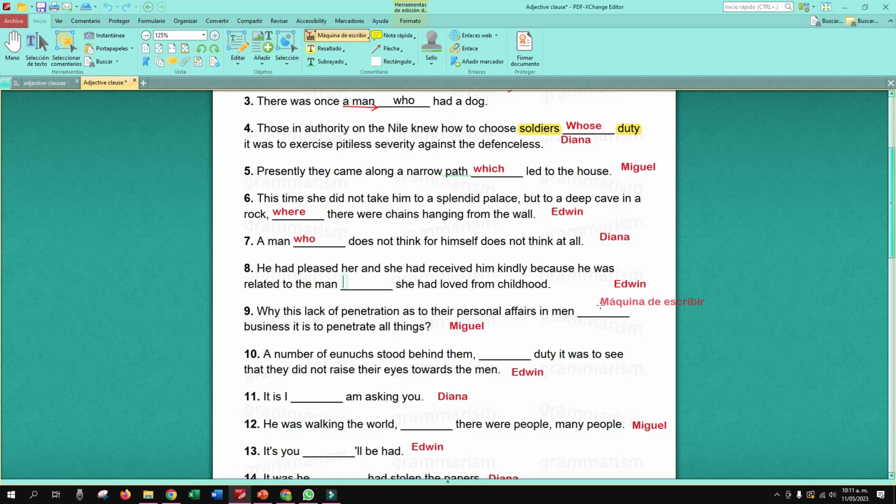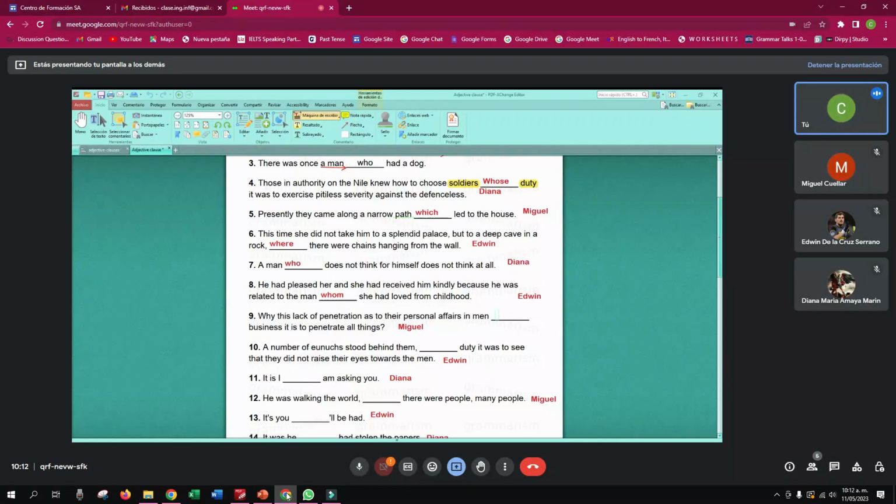He has pleased her, and she had received him kindly because she was related to the man who she had loved from childhood. Okay, in that case, that would be better if you use whom, right? You can say who, but in this case, like who is like as an object, right? So the man whom she had loved from childhood. That would be better if you use whom, right? Or who. That would be who, but in this case, it sounds better to use whom, right? Okay, thank you, Alvin. That's great.